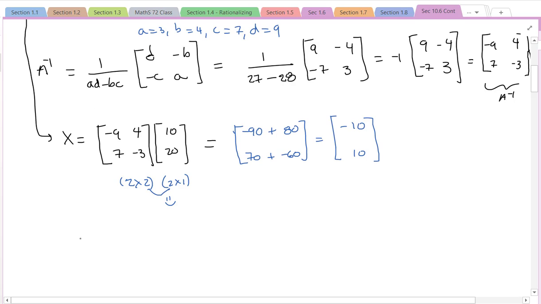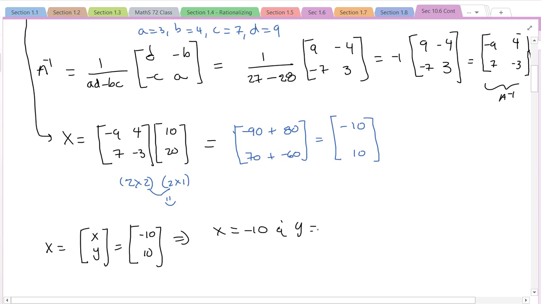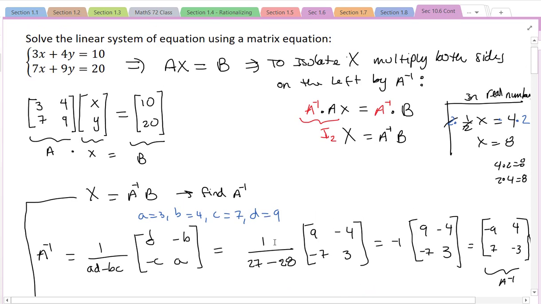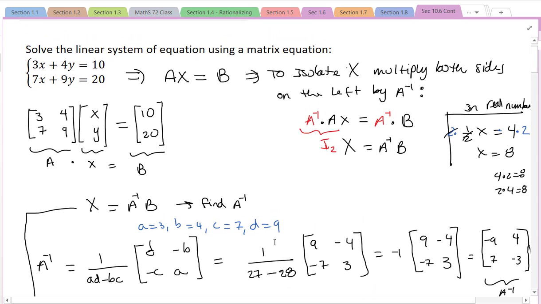So therefore the matrix XY is equal to -10, 10. Right, so this tells us that X is equal to -10 and Y is equal to 10. So that will be the solution to the system. And of course you should always check it. So pick one of the equations, or you can plug it into both actually to be more accurate.